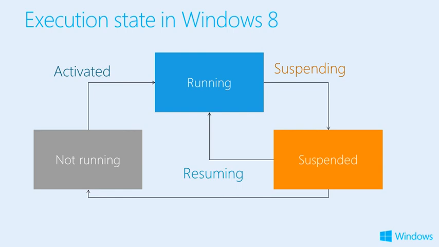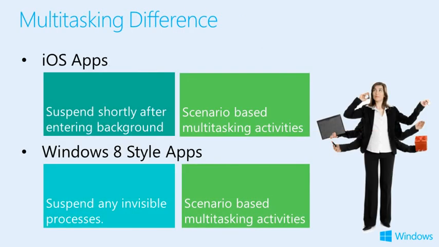Then the current application comes into the suspended state, and the new camera application comes into a running status. After the photo is taken, the camera application is suspended and terminated, and the suspended application resumes to the running state. Like iOS, Windows Store apps suspend any invisible processes, and both OSs use scenario-based multitasking strategies. A suspended Windows Store app still stays in RAM but can't get CPU time unless it gets resumed.